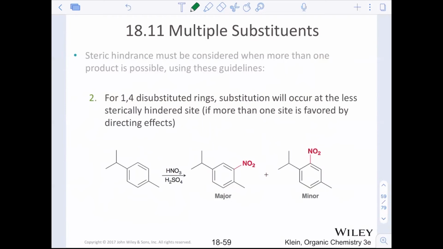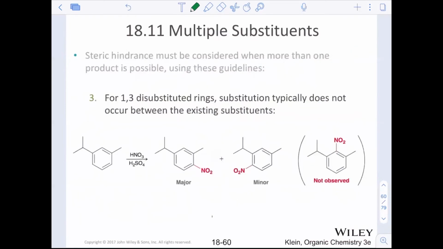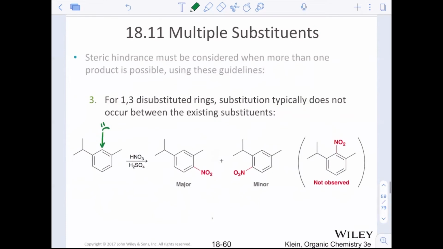All right. And for 1,3, for meta benzenes, when you're trying to put on a third substituent, just note that putting it right here is not going to happen, right? Not observed. Putting it on the position right in between, on the number 2 position, right? You'll actually never get that product.